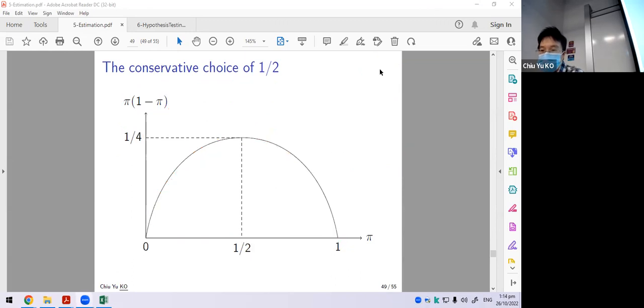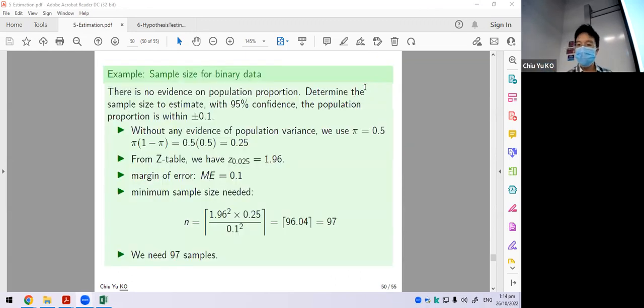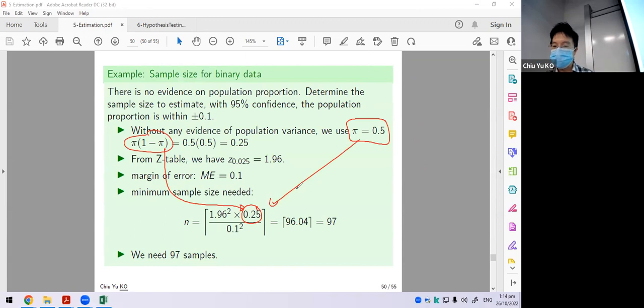So let me quickly check again what's going on. The only difference is here, just highlighted: I use 1/2 times 1/2. So that means this is just 0.25. That's the only difference, everything else is the same. You can see the difference: before I think I had 93, now I have 97. Not too much different, but that is more conservative, and this is what you usually want to do.